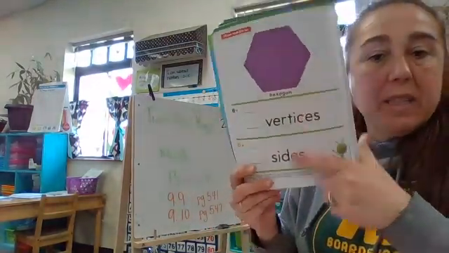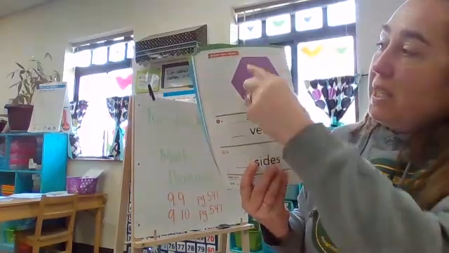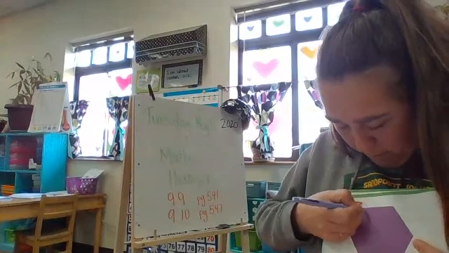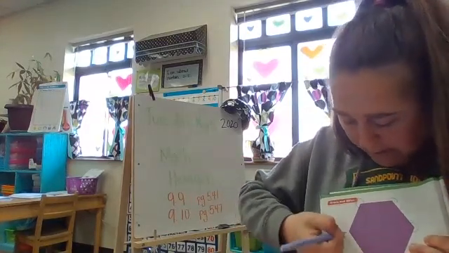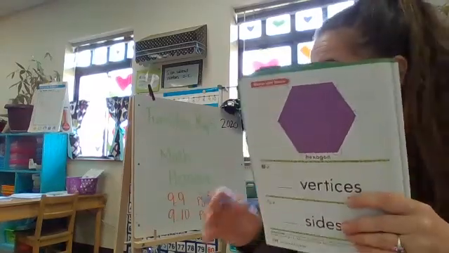We're going to write how many vertices and how many sides. Are you guys ready to do it with me? All right, let's start with vertices. So we're going to just circle them. I like to circle them so that I can see them. I have 1, 2, 3, 4, 5, 6. You can even number them if you want to.